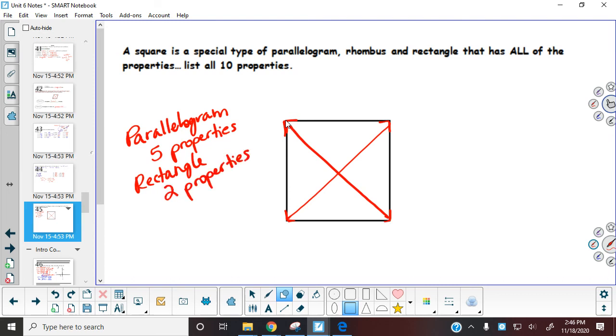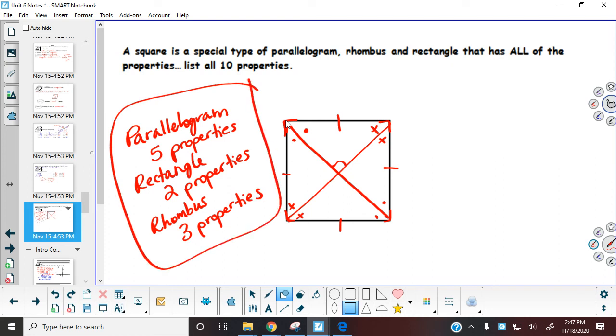And then you have, from the rhombus that we just talked about a second ago, you've got 3 more properties. One being that the sides are all congruent. One, that you have the diagonals bisecting the angles. So these are going to be congruent. Same thing here and here and here and here. And then you also have the perpendicular diagonals in the middle. So you've got your 3 properties from there. So you will have a total, for a square, you will have a total of 10 properties that trickle down to that square.